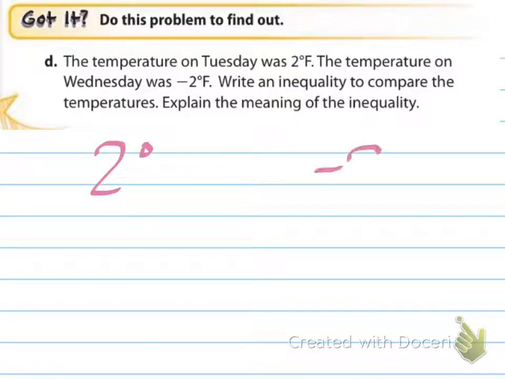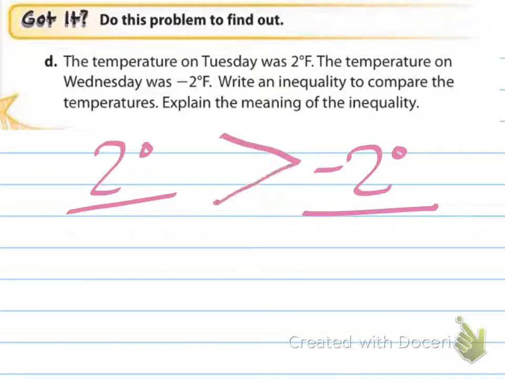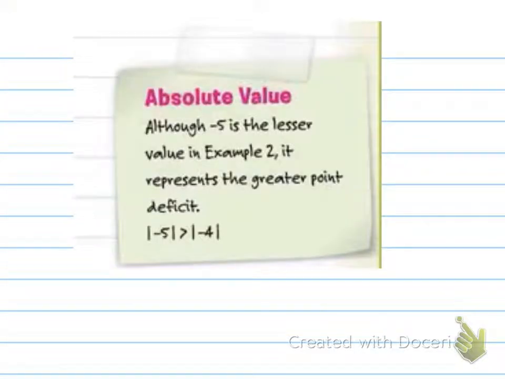And Wednesday it's -2 degrees Fahrenheit. Obviously, we've got a positive number and we've got a negative number. It was greater on Tuesday than it was on Wednesday, because Tuesday was at least in the positives and Wednesday was below 0. All right, absolute value. Although -5 is the lesser value in example 2, it represents the greater point deficit.